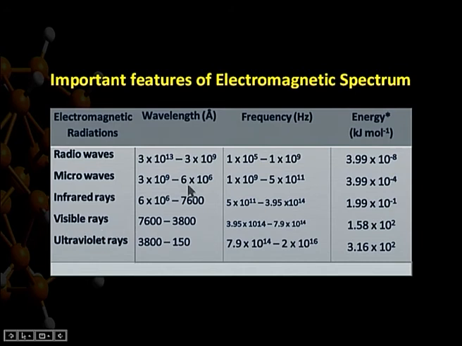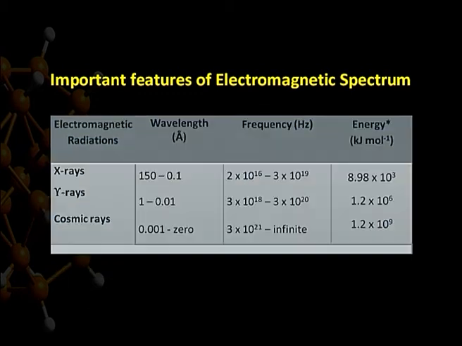While the visible rays comprise wavelength from this range to this range in angstrom, and frequency from this range to this range in hertz, their energy has been calculated as 1.58 into 10 raised to the power 2. Ultraviolet rays comprise wavelength in angstrom from this range to this range, and frequency in hertz from this range to this range, while the energy that has been calculated is 3.16 into 10 raised to the power 2.